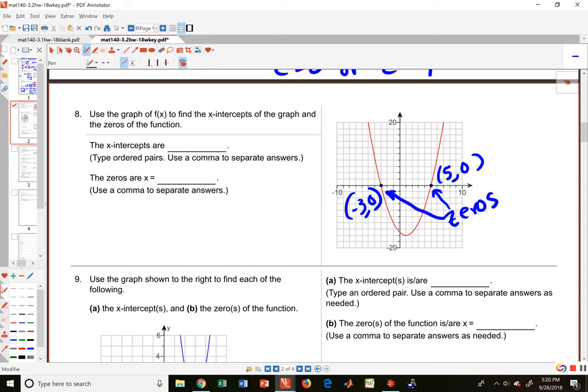Now it says type ordered pairs. Use a comma to separate answers. So you actually type negative 3, comma 0, comma 5, comma 0. And so that is our set of x-intercepts.